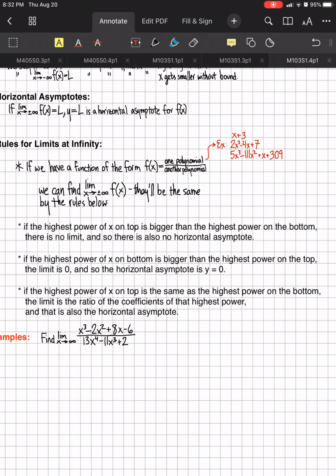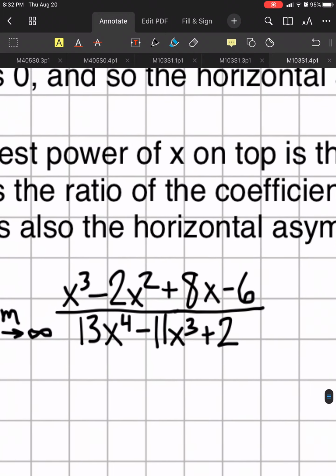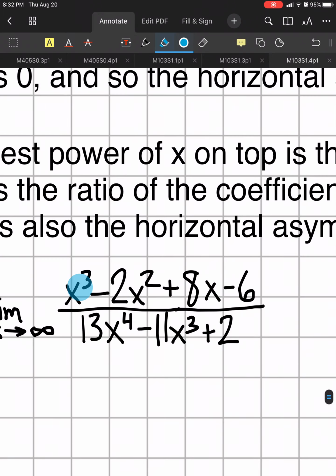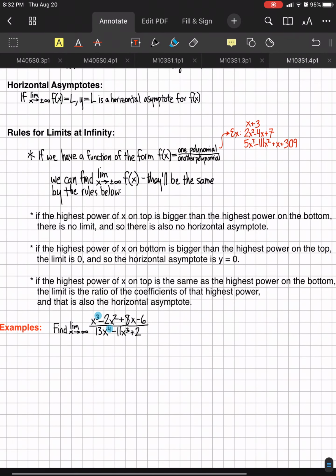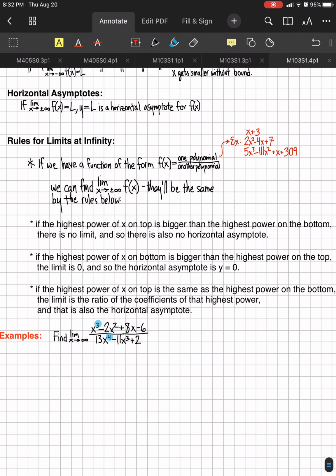Okay, if we're back, let's take a look at these powers. The power that we have on top is 3. The power that we have on the bottom is 4. So if we look at our rules here, which situation are we in?